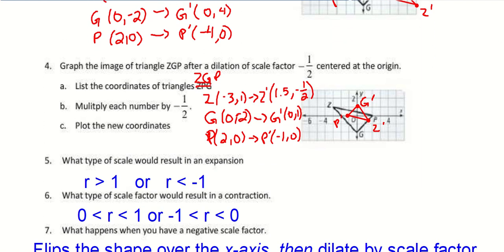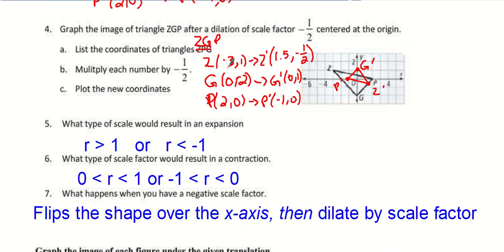All right. Number 4, same thing. We end up with the points 1.5, -2, 0, 1, -1, 0. So we flip it upside down, we shrink it down by half, and we end up with this shape right here.